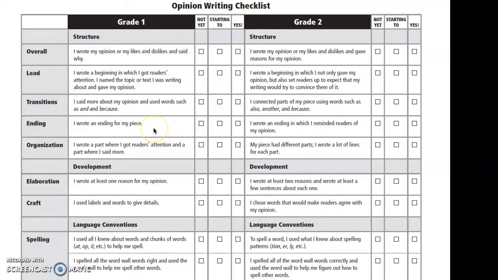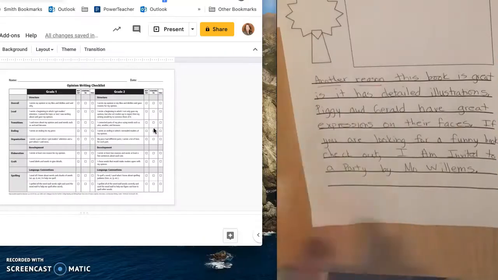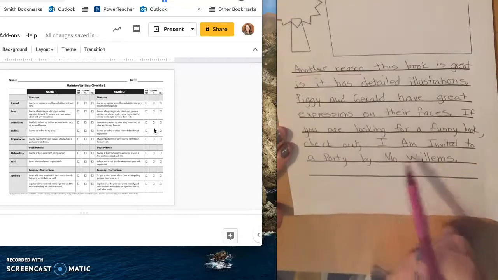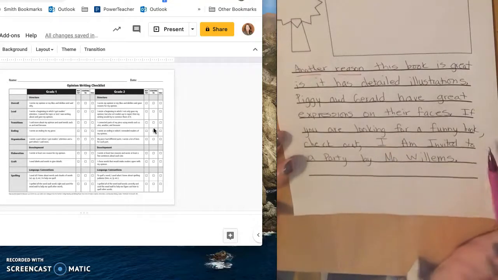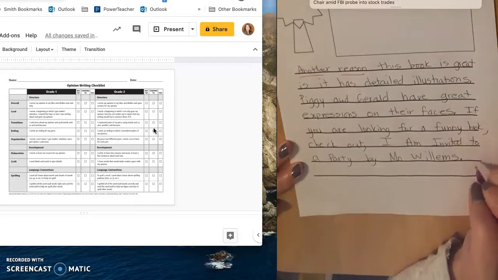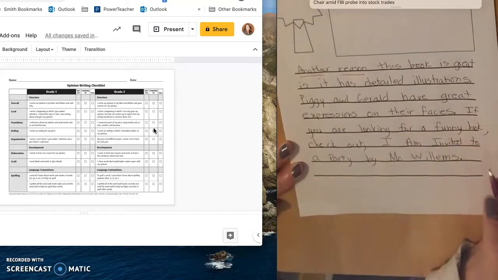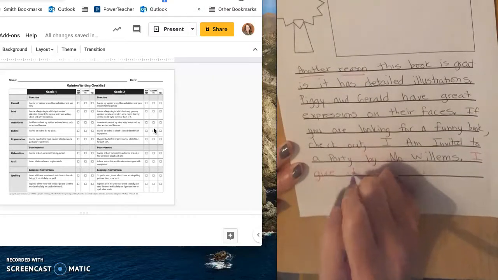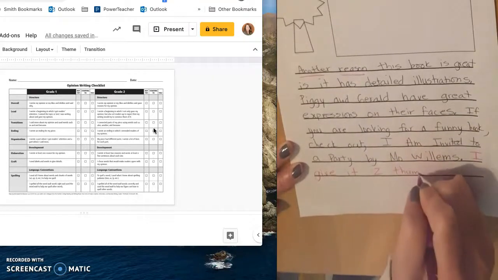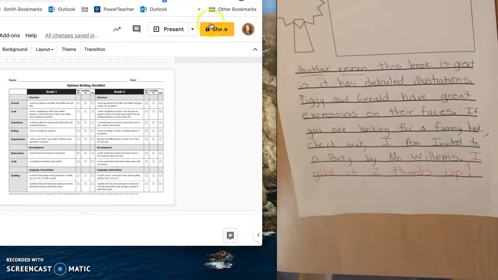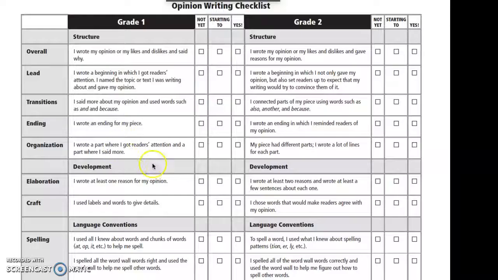And then I was checking for an ending. If you are looking for a funny book, check out "I Am Invited to a Party" by Mo Willems. So I do have an ending. I might want to add a little bit more, telling my reader where they could find it, or giving a rating. I'm going to give a rating. I give it two thumbs up. Now I can check off that I put an ending in my text.